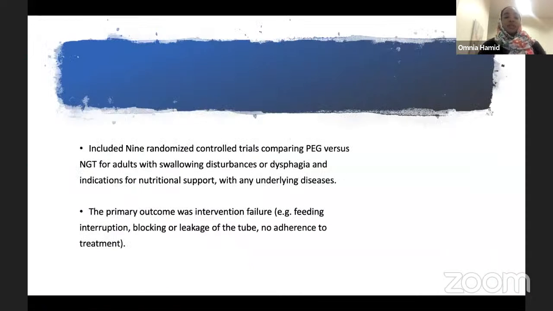So this study included 9 randomized controlled trials comparing PEG versus NGT for adults with swallowing disturbances or dysphagia and indications for nutritional support with any underlying disease. The primary outcome was intervention failure, which is feeding interruption, blocking, or leakage, non-adherence to treatment.